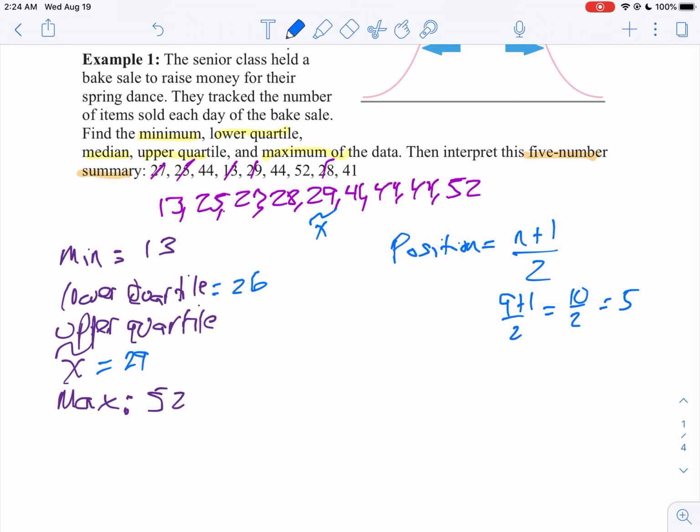We'll do the same thing for the upper quartile. I'm going to go in 1, 2, 3, so it's between 44 and 44. Well, what number is between 44 and 44? 44.